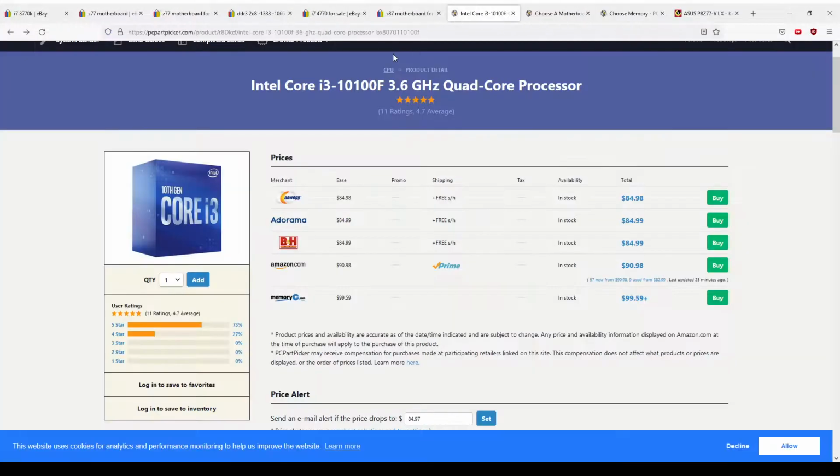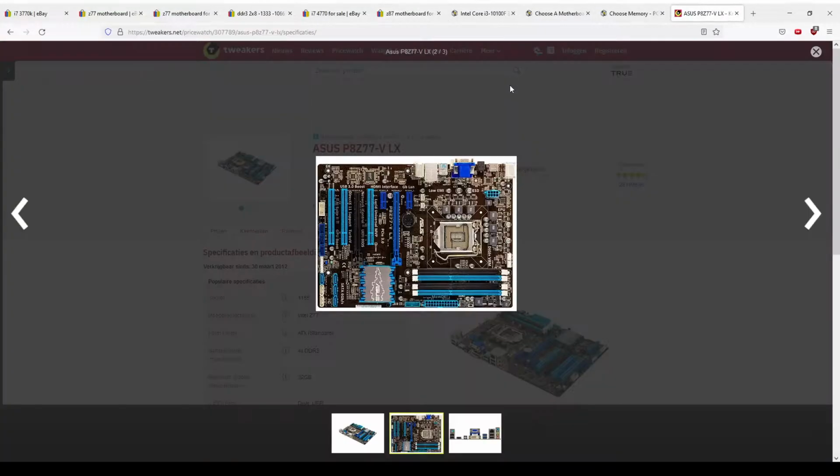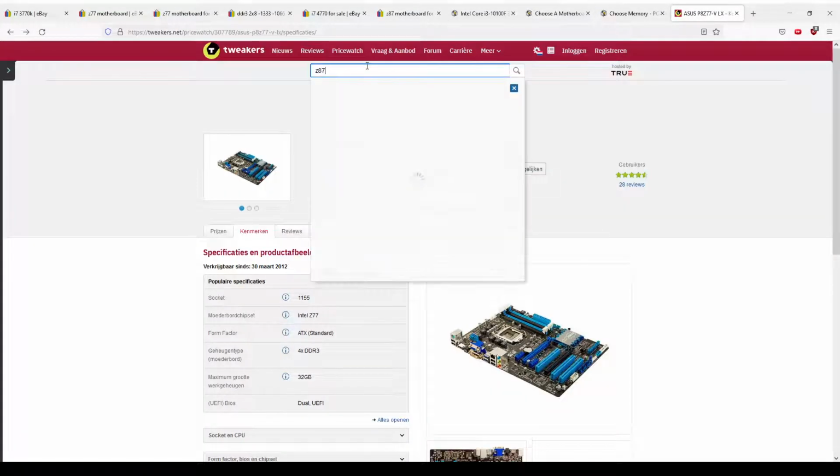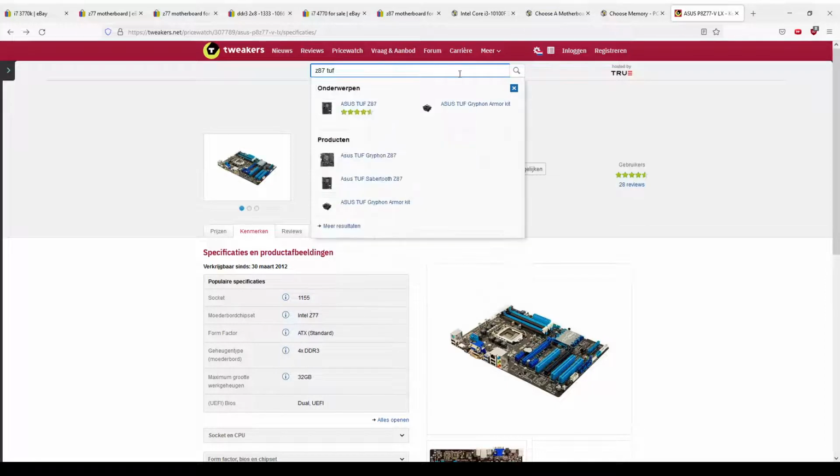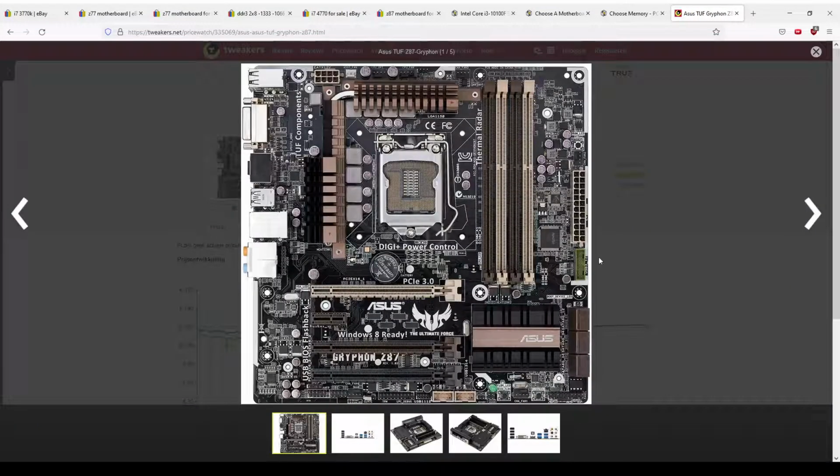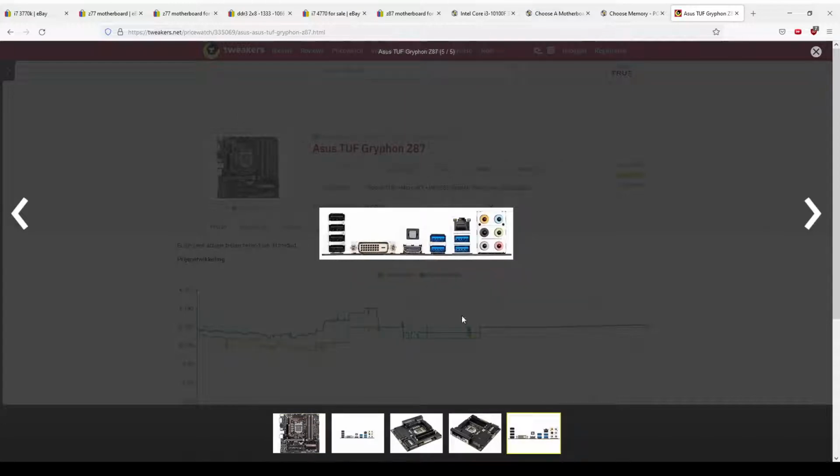I guess we can't see the images on these. So Z87 Tough or something. This one. So no M.2 slots on that. You of course get the USB. You get more USB on the rear I/O too on one of these.